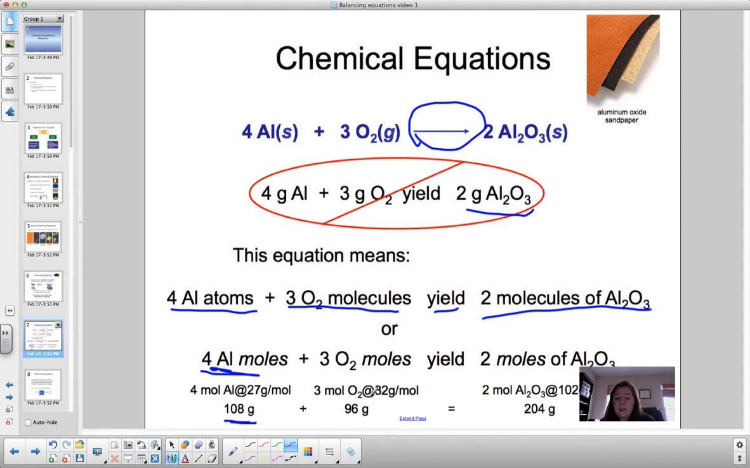So this is going to be very easy for us later on whenever we look at these mole to mole ratios. Okay, this is 4 moles of aluminum, 3 moles yields 2 moles. So these are called molar ratios.